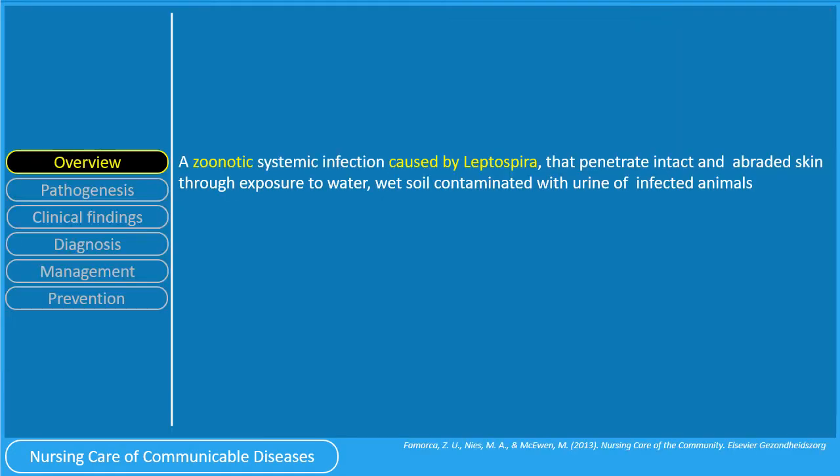Leptospirosis is a zoonotic systemic infection caused by Leptospira that penetrates intact and abraded skin through exposure to water and wet soil contaminated with urine of infected animals.